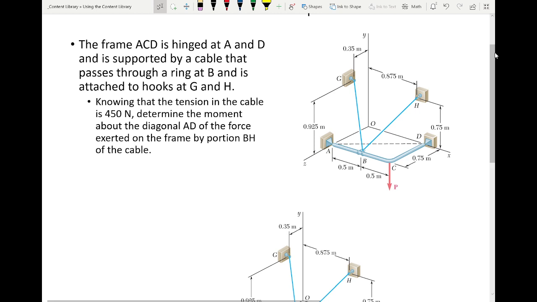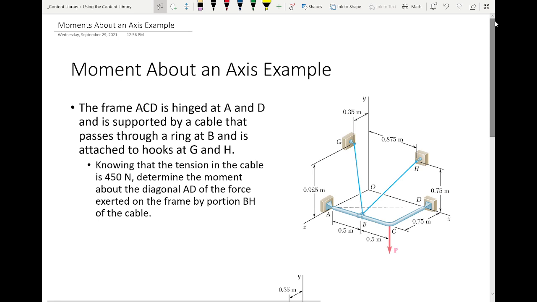I have a frame that is supported here. So here's this frame, ACD, and it's supported by these cables. And I've got this little load here, P, being applied to point C. The idea is to determine the tension in the cable. We know the tension in the cable is 450 newtons. The frame is being supported by this cable.